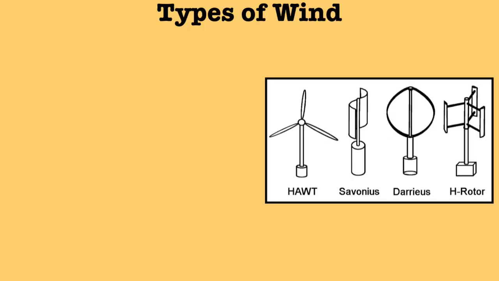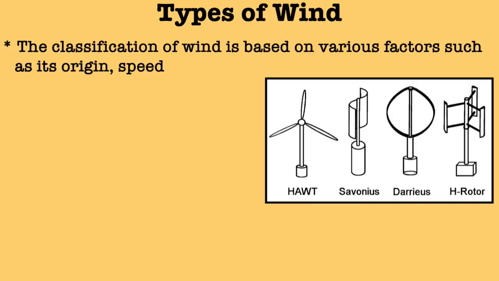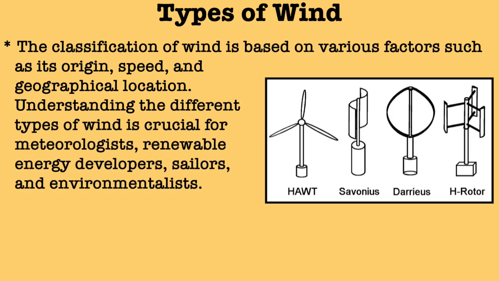Next, we will discuss the types of wind. The classification of wind is based on various factors such as its origin, speed, and geographical location. Understanding the different types of wind is crucial for meteorologists, renewable energy developers, sailors, and environmentalists.